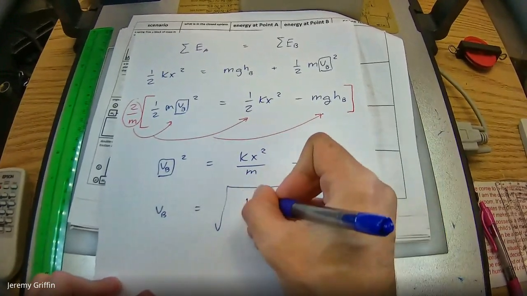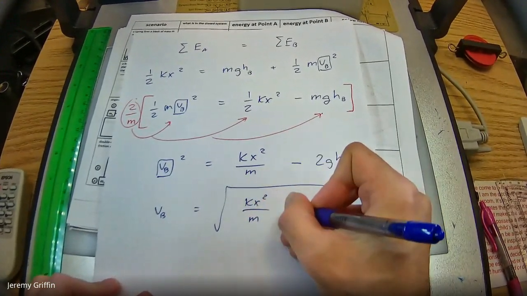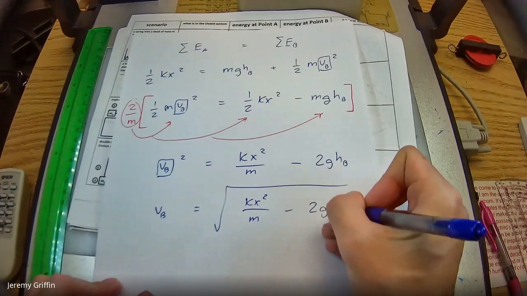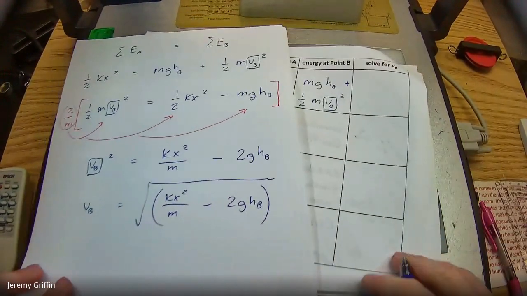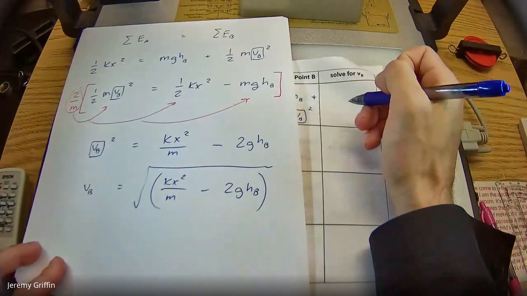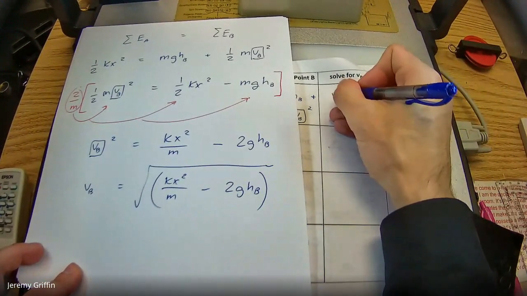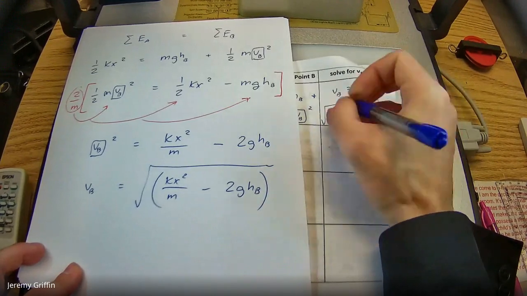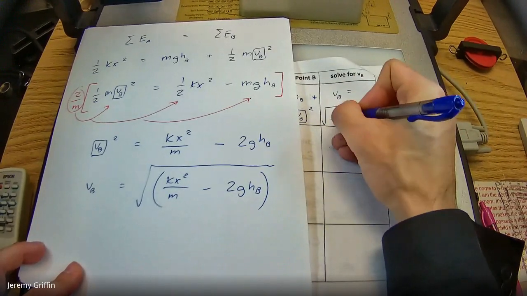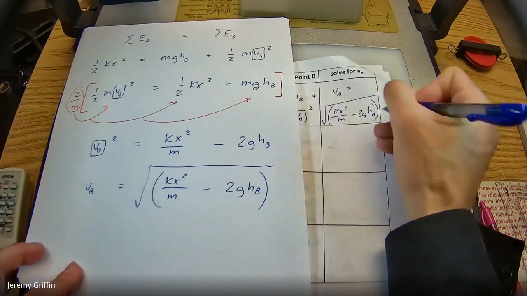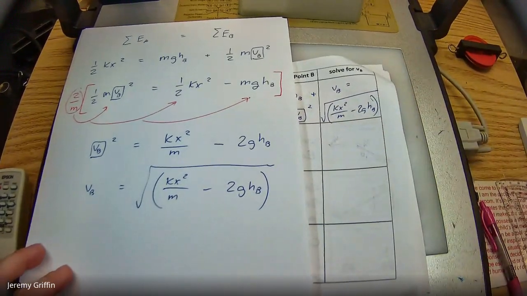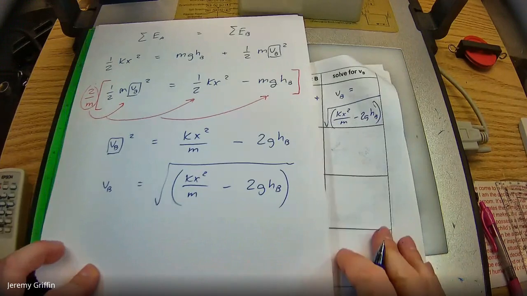And this is the answer. How fast is that block moving at point B? That's this right here. So copy paste that right over here. vB equals the square root of kx squared on m minus 2gh. So it'd be just like that. Okay, let's read the music of this equation. Make sure it checks out.